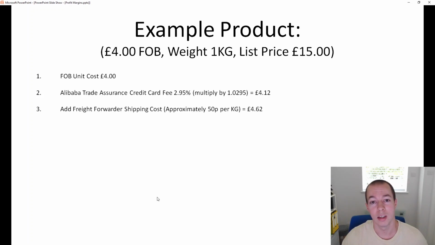So based on the sea shipping that I'm doing, I'm paying just below 50p per kilo for sea shipping. That's insured as well. So I'm just going to base this, being that this kilo is one kilogram, I'm going to say, okay, it's 50p, just use nice round numbers. So £4.62 now, including the shipping cost.